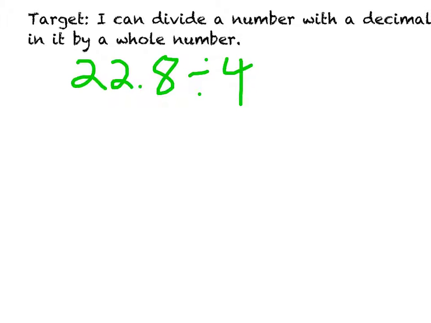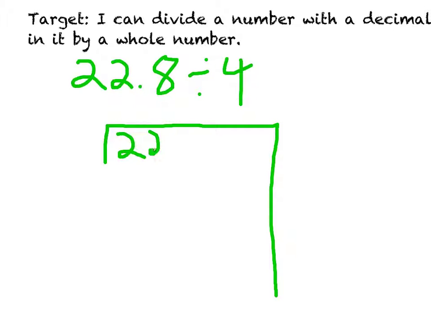Now the steps to dividing numbers with decimals are very similar to doing a regular long division problem. First, we're going to set up our problem with the bar on the outside. And then we have 22.8, that's going to go on the inside, 22.8 divided by 4 on the outside. And the most important thing to remember when you're dividing decimals is to remember where that decimal point is. And I'm going to put a decimal point on the outside too, because that's going to come in handy later on.